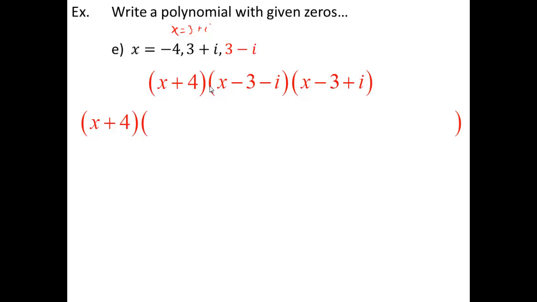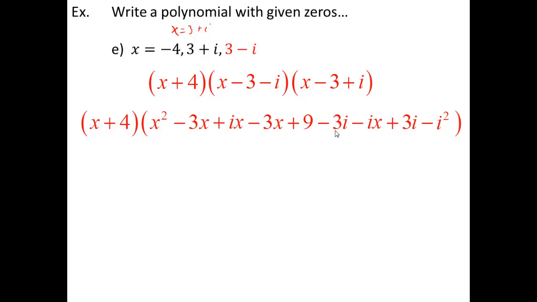Starting with the x, I'm going to distribute it onto x minus 3 plus i. So I ended up with x squared minus 3x plus ix. Then I'll distribute the negative 3. I get negative 3x plus 9 minus 3i. Then I'll distribute the negative i. Negative ix, positive 3i, negative i squared.